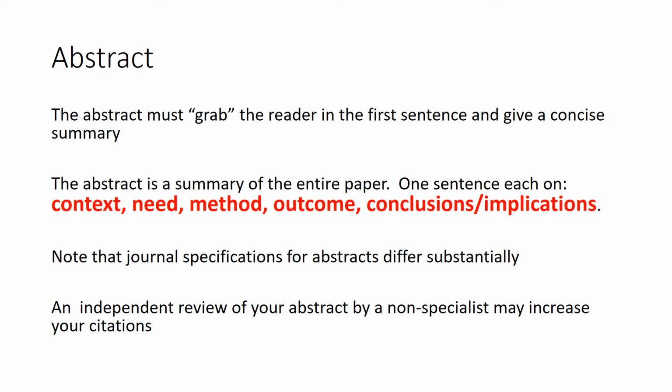But note that journal specifications for abstracts differ substantially. Some journals want a definite structure to the abstracts. They'll give you headings, subheadings for the abstracts. You must follow those if they do. Another thing that's quite helpful is to get somebody who is not an expert and get an independent review of your abstract by a non-specialist and take that advice from that review. That may be a way to improve your citations.